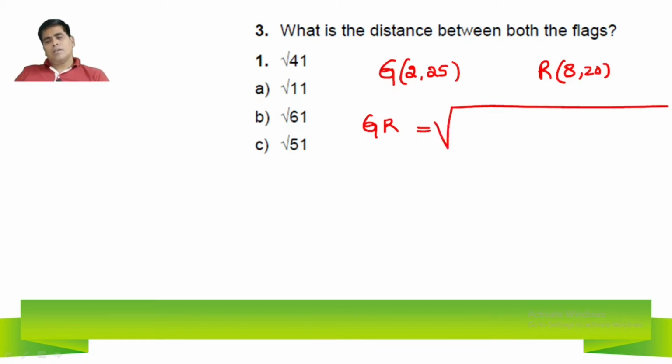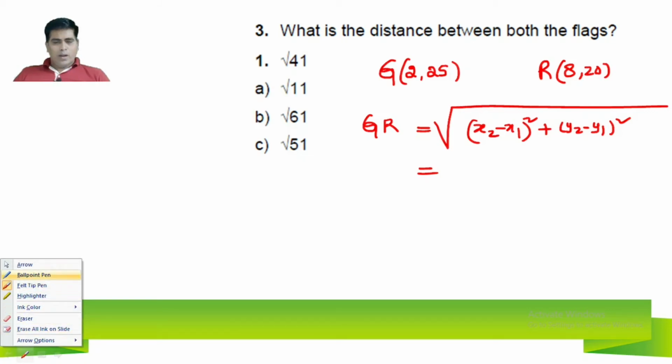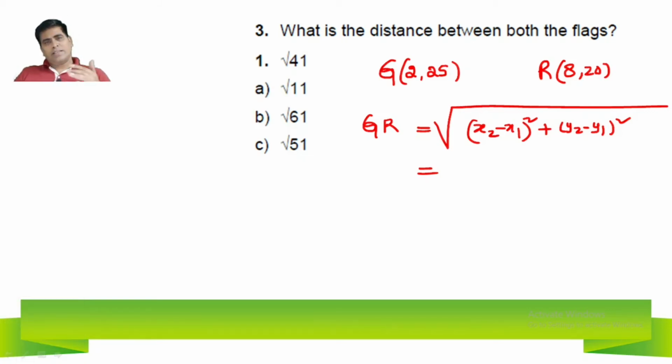The formula is square root of x2 minus x1 whole square plus y2 minus y1 whole square. So here, what is x1, what is y1, what is x2 and what is y2? I can write the first point as x1 comma y1, and the second point as x2 comma y2. So these are the two different points we have.